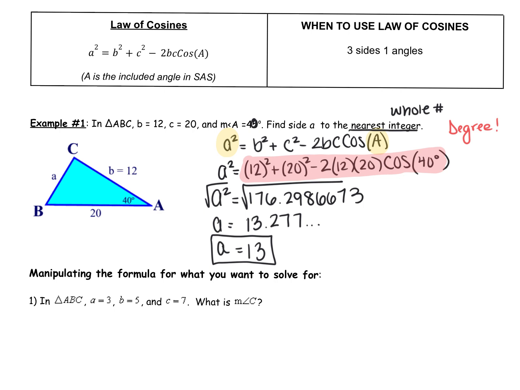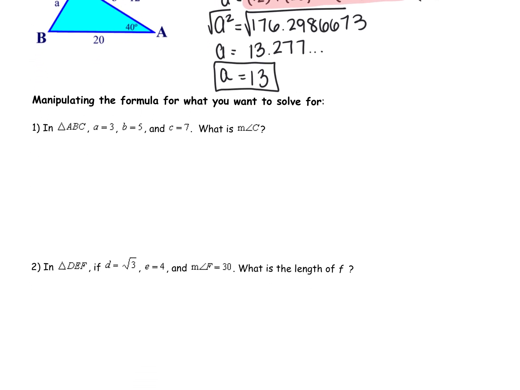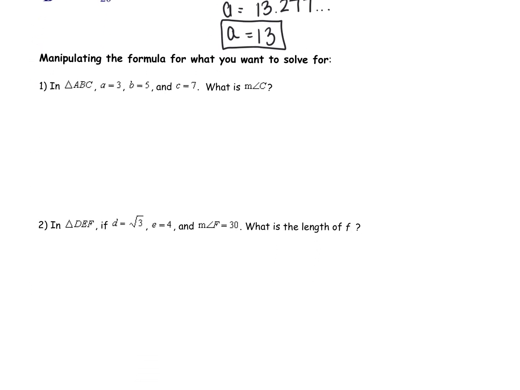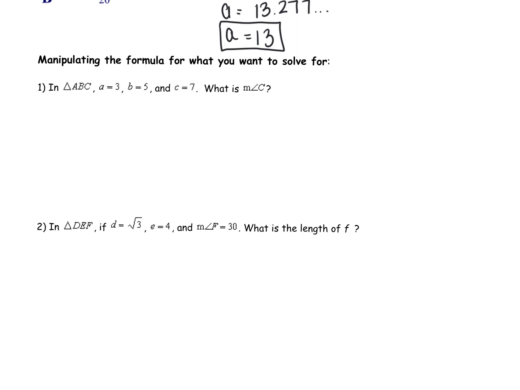Now, sometimes the triangles won't always be A, B, and C. Sometimes you might have a triangle that says DEF or CED, whatever the letters are. But the formula is not always going to be the exact way that you see it. So let's look at question number one here. I'd like to work on manipulating the formula. So here we've got another triangle. Again, it's ABC, and that's okay.